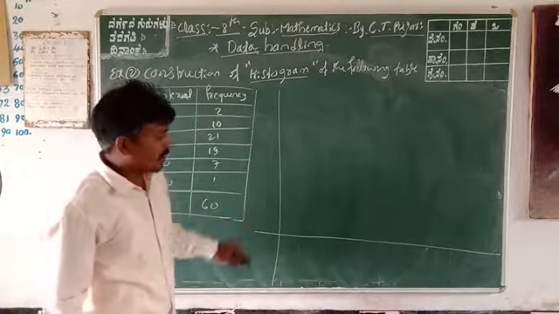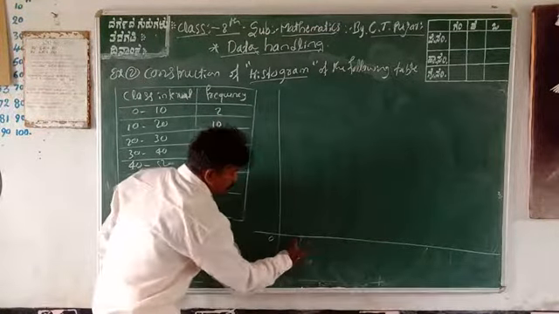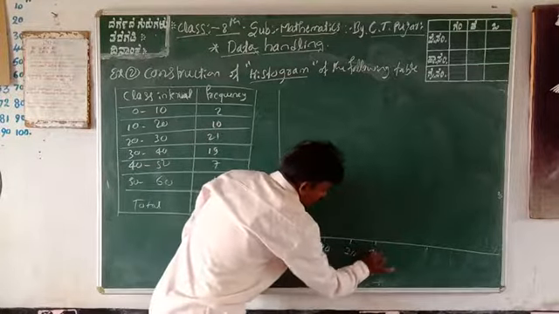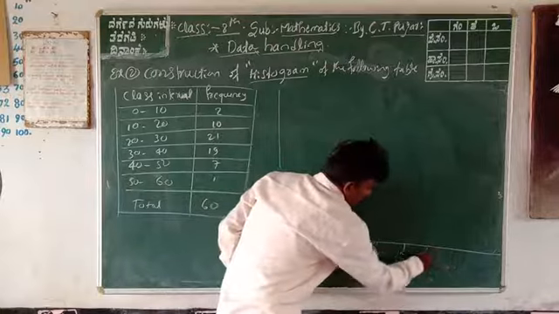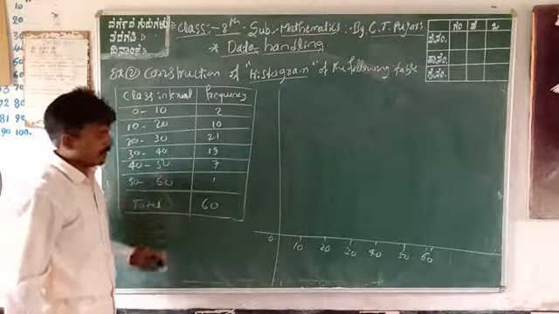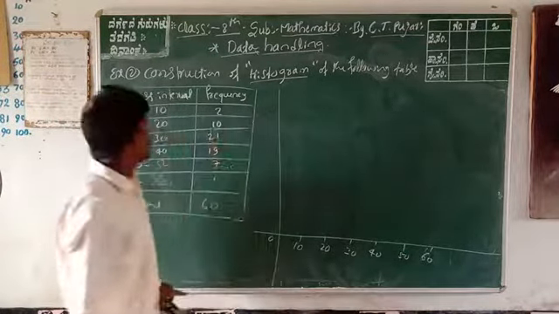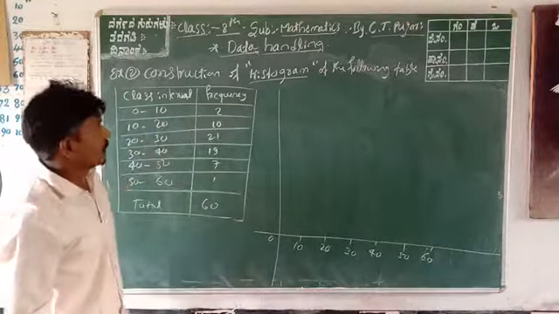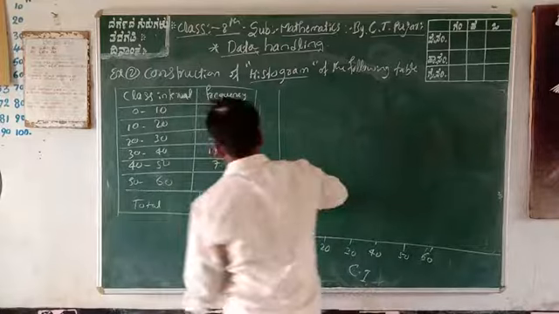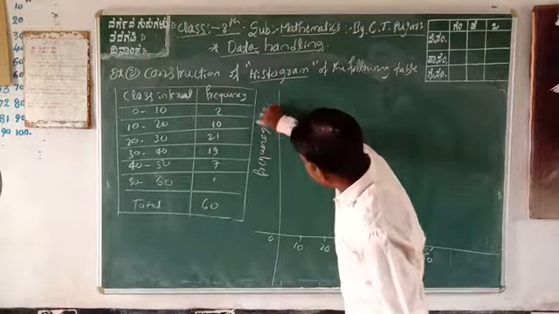In the bar graph, this is the y-axis and x-axis. The starting is 0, next 10, 20, 30, 40, 50, 60. The highest is 60, that is enough. This side, the x-axis, is the class interval. The histogram uses the class interval, CI. On this side is the frequency, F.